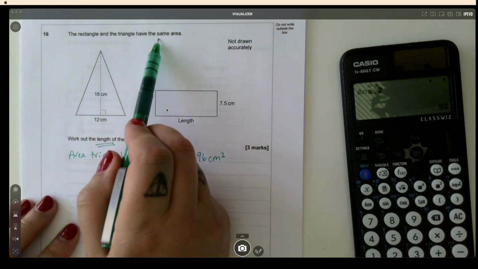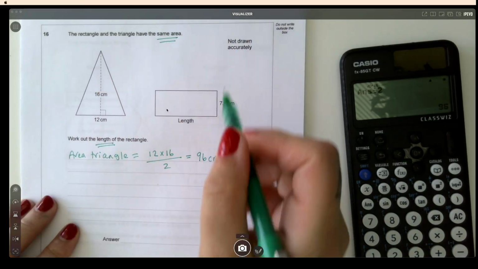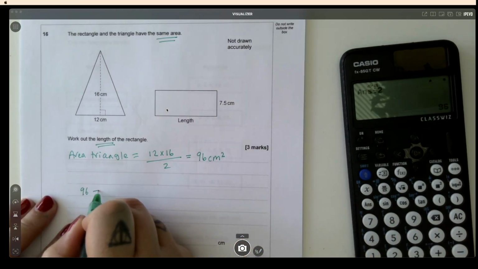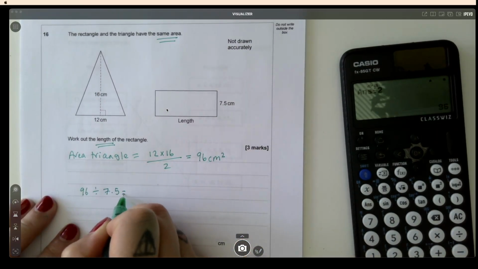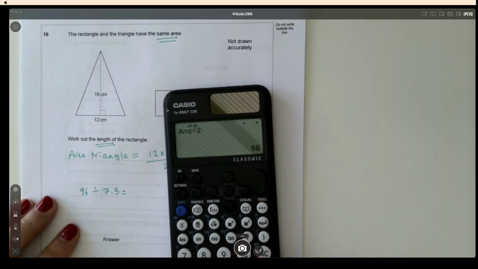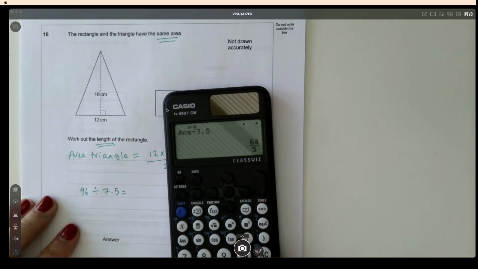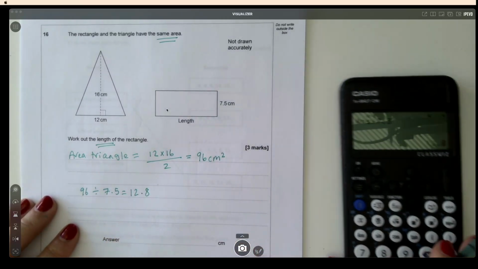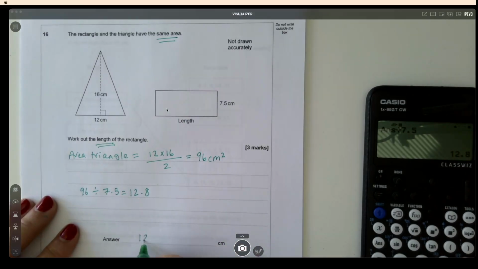The rectangle and the triangle have the same area. So now if I divide that area by the width of the rectangle, it will tell me what the length of the rectangle is. So 96 divided by 7.5 is 12.8. So the length of the rectangle is 12.8 centimetres.